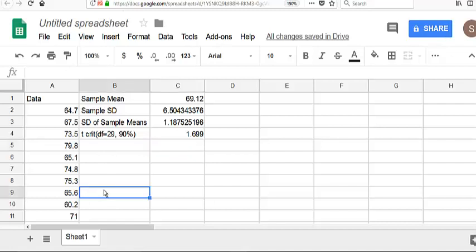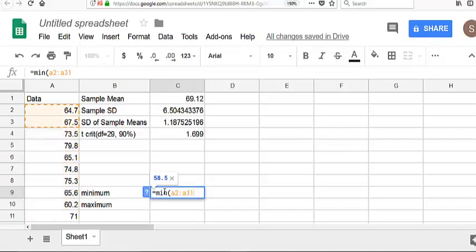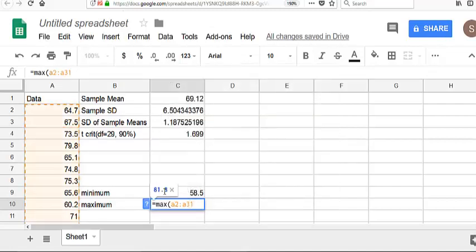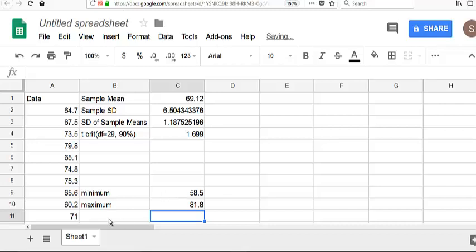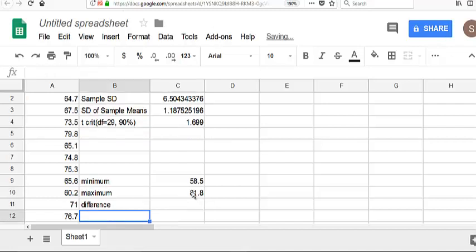So we're actually going to do a few things down here. We're going to find the minimum value and the maximum value. So we'll do the formula. If we put equals MIN left parenthesis A2 colon A31, that'll give the minimum value in that list. And if we do equals MAX A2 colon A31 right parenthesis, you get the maximum. So the difference is equal to 81.8 minus 58.5, 23.